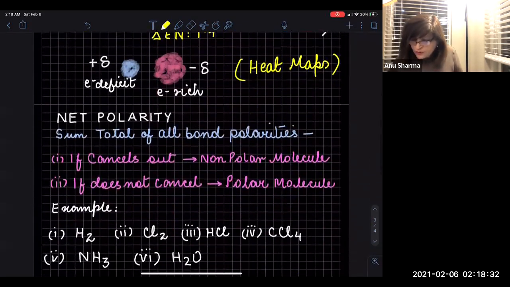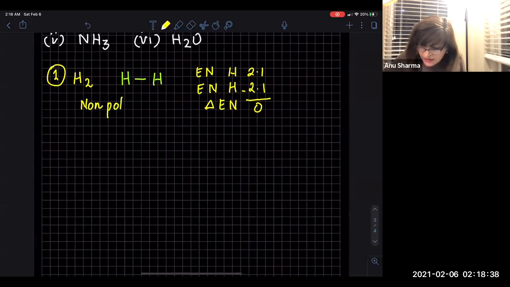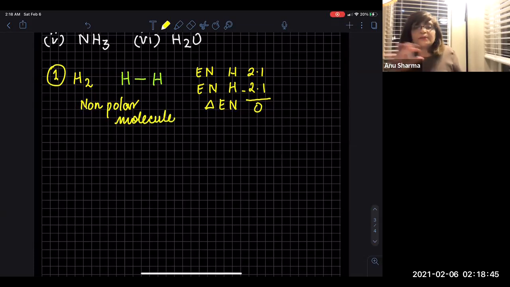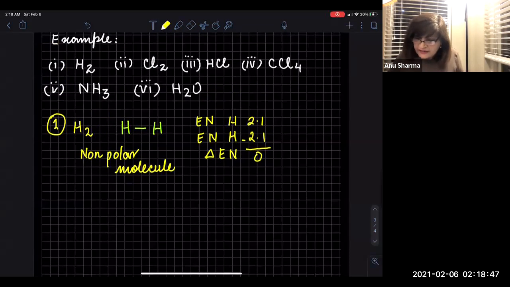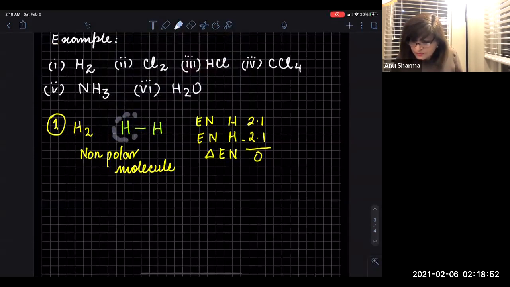So overall, this molecule will be a non-polar molecule. This is just one single bond, so it applies to the whole thing, and this molecule will be overall non-polar. Non-polar is like an equal distribution of the electron clouds. Okay, so this is one thing.